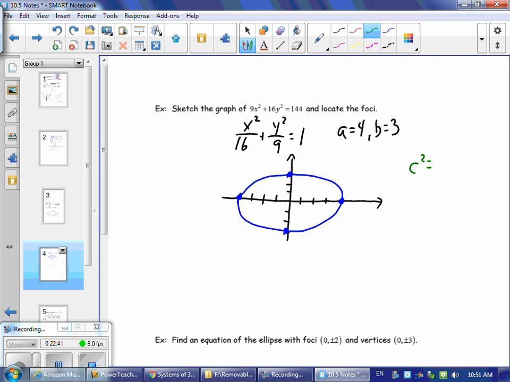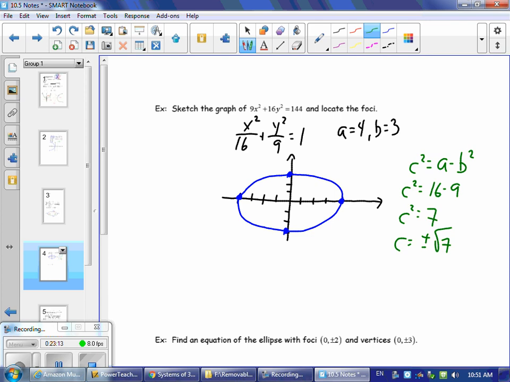C squared equals a squared minus b squared. And obviously, if you did that backwards and you did b squared minus a squared, you'd get a negative number. Ellipses do not involve imaginary numbers at this point. So let's go ahead and fill this in. C squared is going to equal 16 minus 9. C squared equals 7. Therefore, C is going to equal plus or minus the square root of 7.